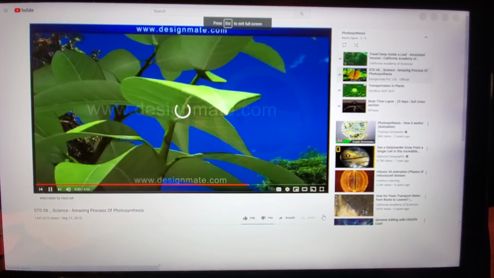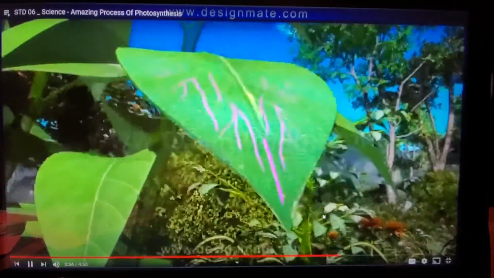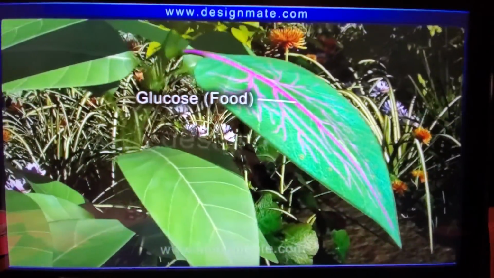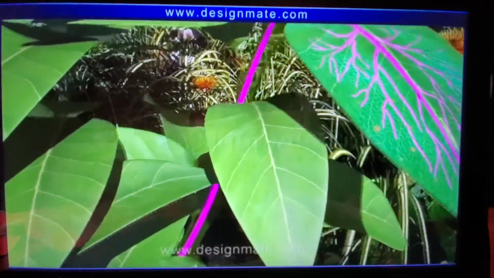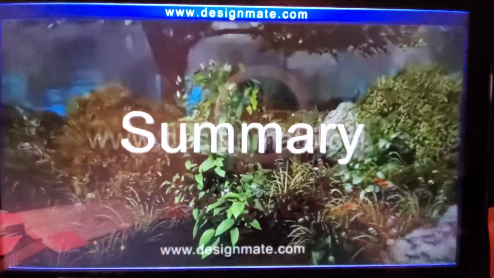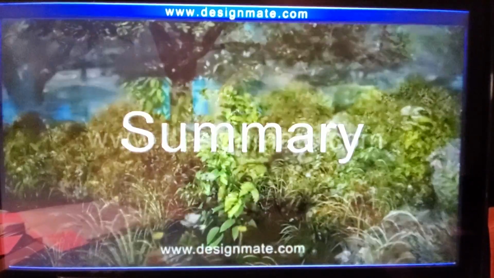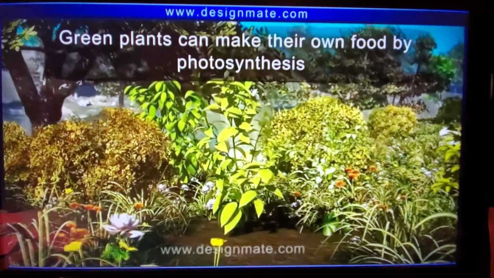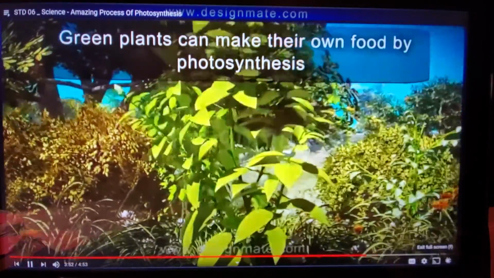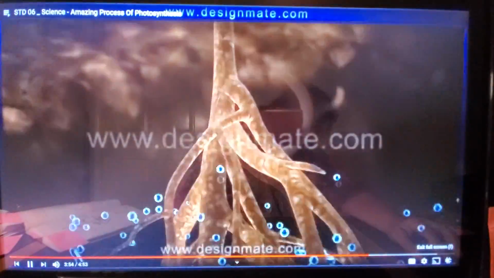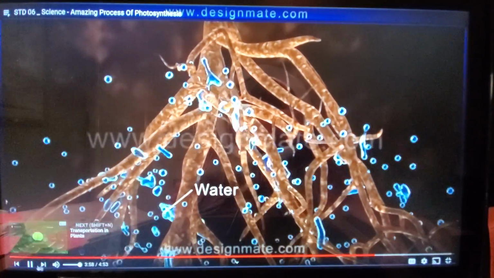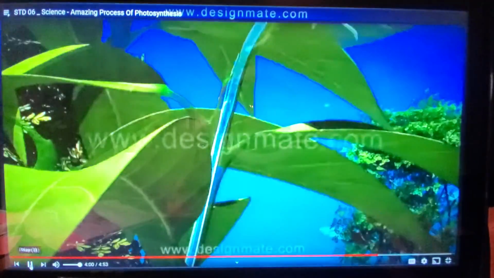This component of the atmosphere, while glucose or food is transported to all parts of the plant and used for growth. To summarize, green plants can make their own food by the process of photosynthesis. Plants are held in the soil with the help of roots. These roots absorb water and send it to the leaf.